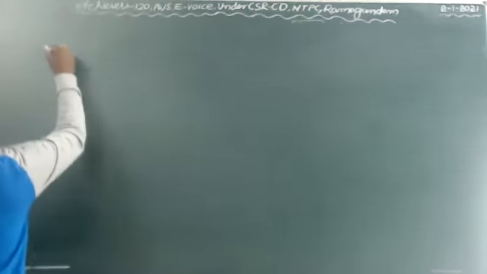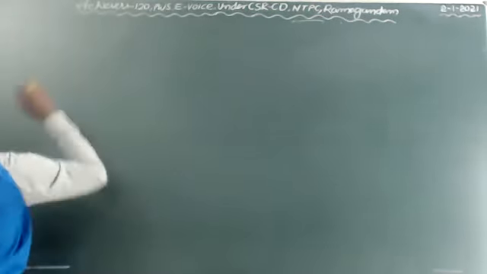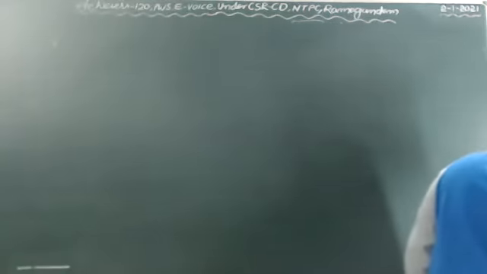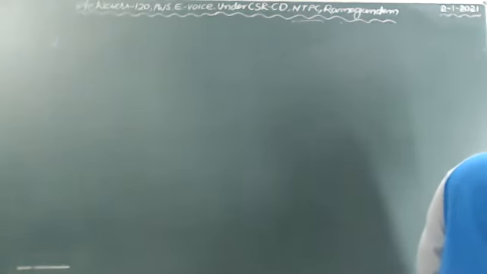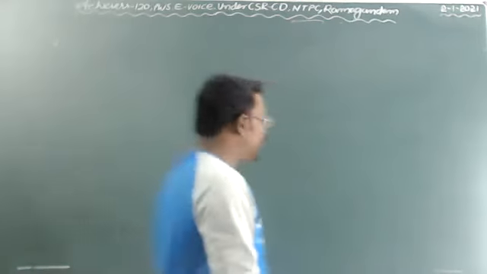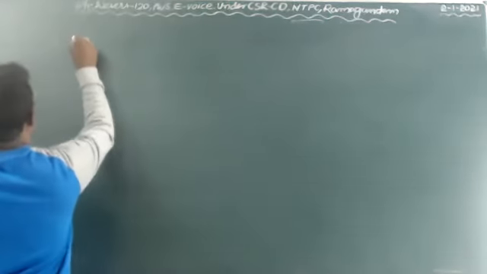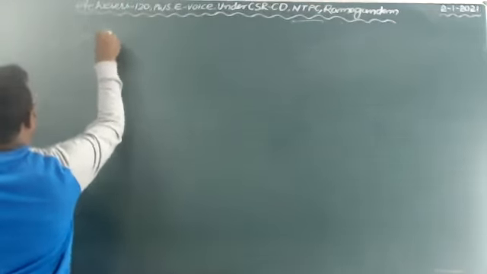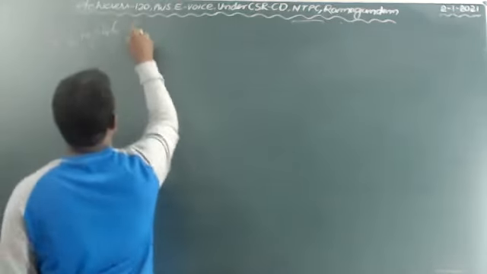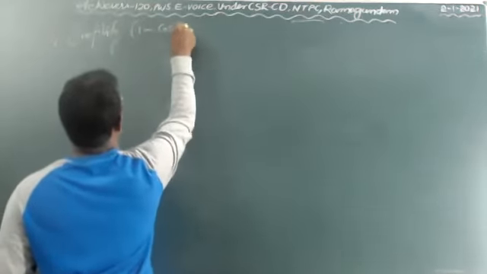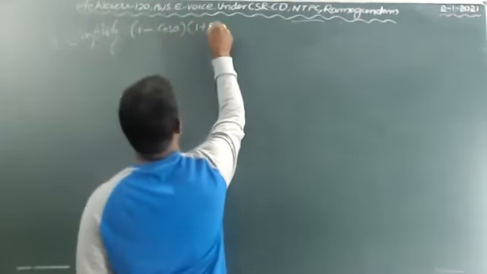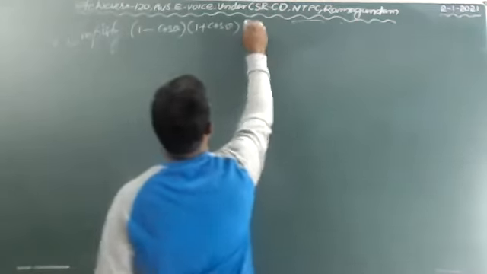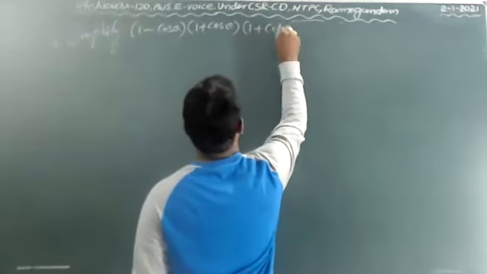We'll see one more problem. Simplify, or find: 1 minus cos theta into 1 plus cos theta into 1 plus cot square theta.